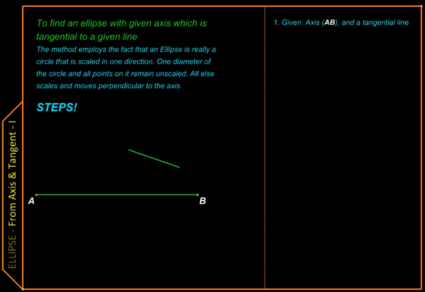Here we have an interesting geometric challenge where we have to find an ellipse with this particular segment AB given to us as the axis and this line given to us as a tangent. First of all, we are going to establish how many such ellipses exist.